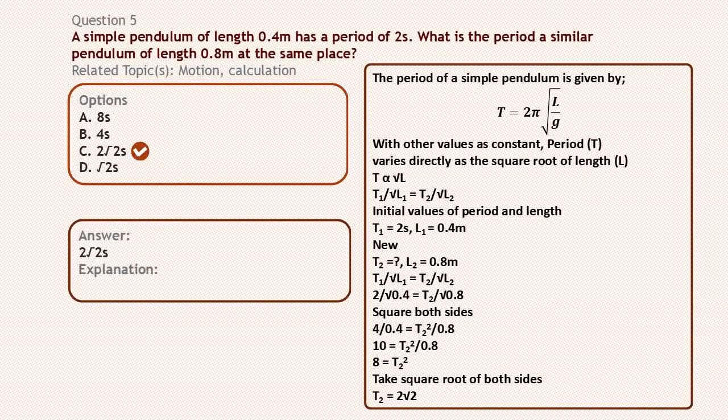Alright, how do you find the square root of 8? Root 8, we write it as root 4 times root 2. Now root 4 is 2, so root 4 times root 2 becomes 2 times root 2. That will be 2 root 2. So the new period with this length of 0.8 meter is going to be 2 root 2.